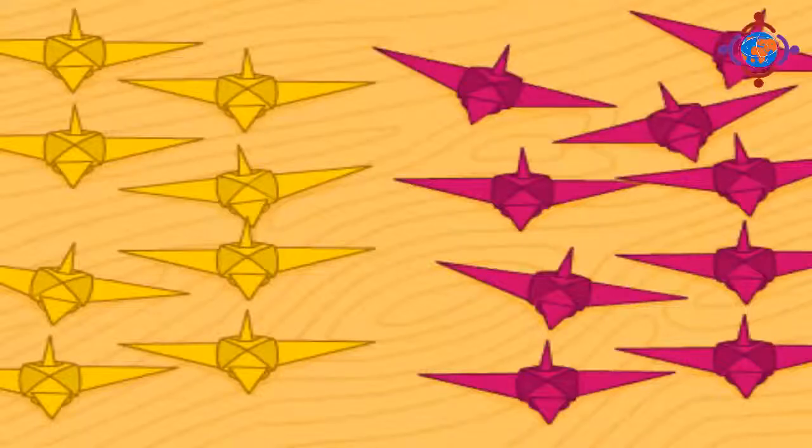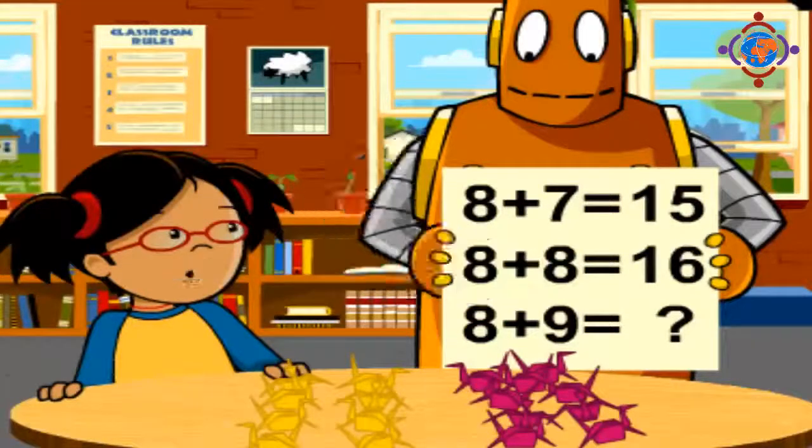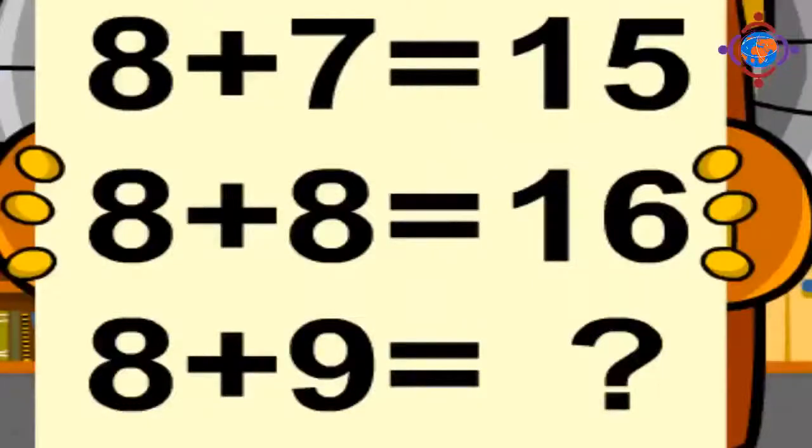Well, since 9 is 1 more than 8, the sum must be 1 more than 16. 8 plus 9 equals 17.